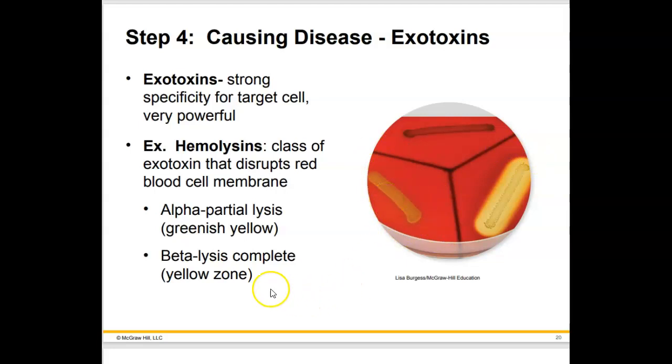Okay, so the beta hemolysis is your complete destruction, where you get the yellow zone, and your alpha hemolysis is where you get the greenish yellow, because it's just destroying the hemoglobin. And then you've got some that do not produce any hemolysins at all, which is what you're seeing at the top here. And we'll go over this in lab once again.